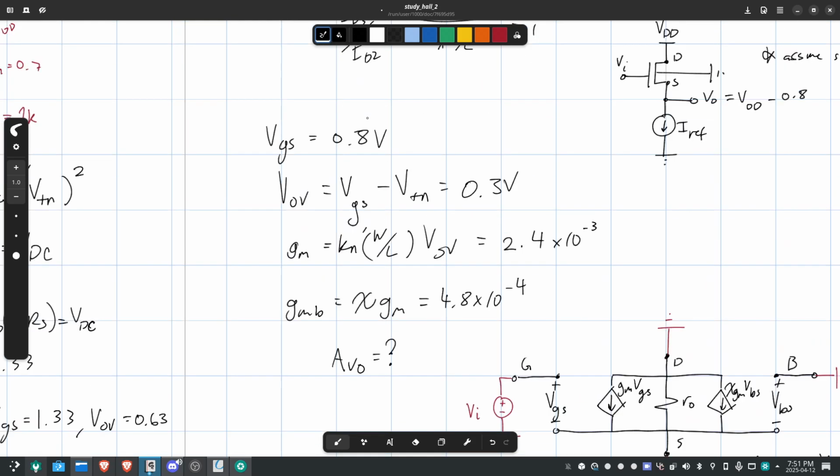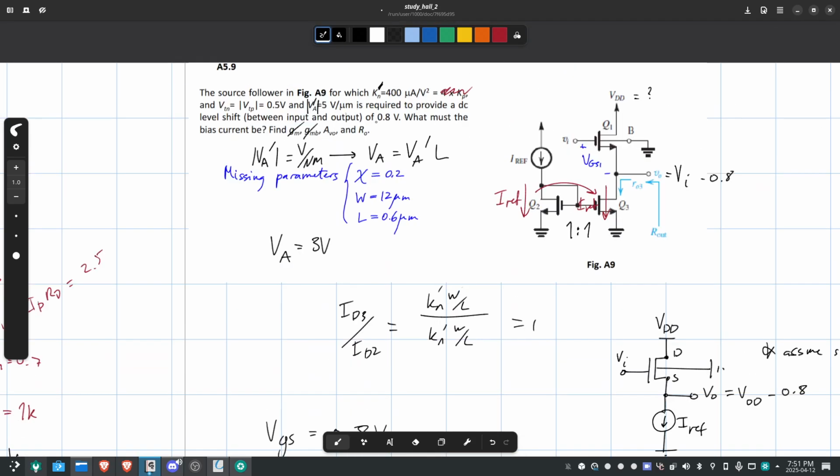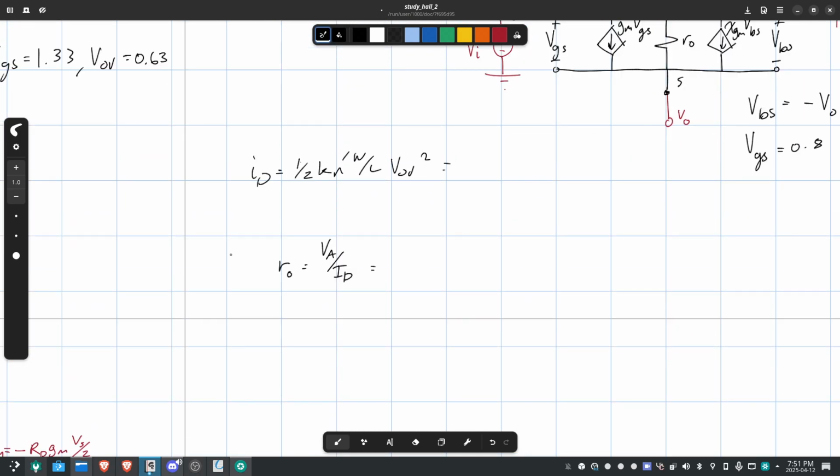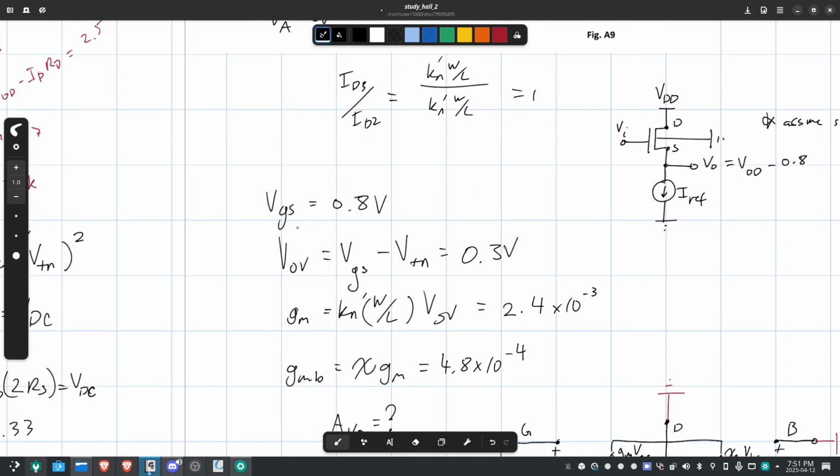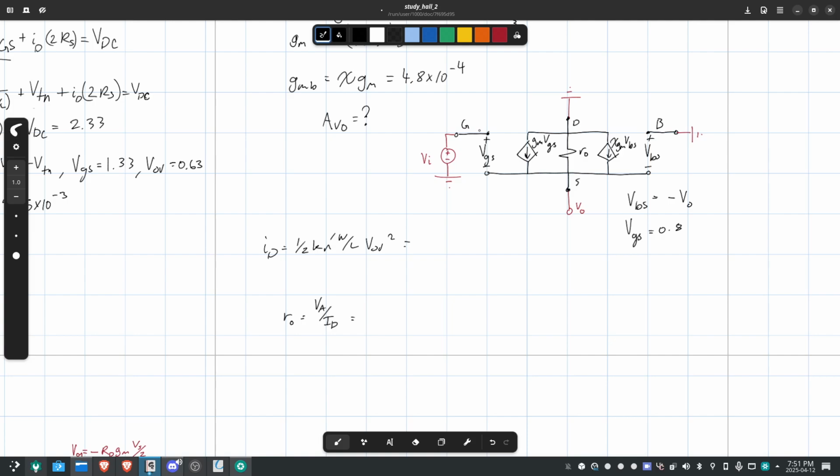Again, it's that thing from the very beginning. Kind of annoyed by that still. W is 12 divided by 0.6 times VOV, which is, what is our VOV? 0.3 squared. I forgot to put a times 10 to the negative 6 there. Okay, that makes a lot more sense. So 3.6 times 10 to the negative 4 amps. That's a lot more reasonable.